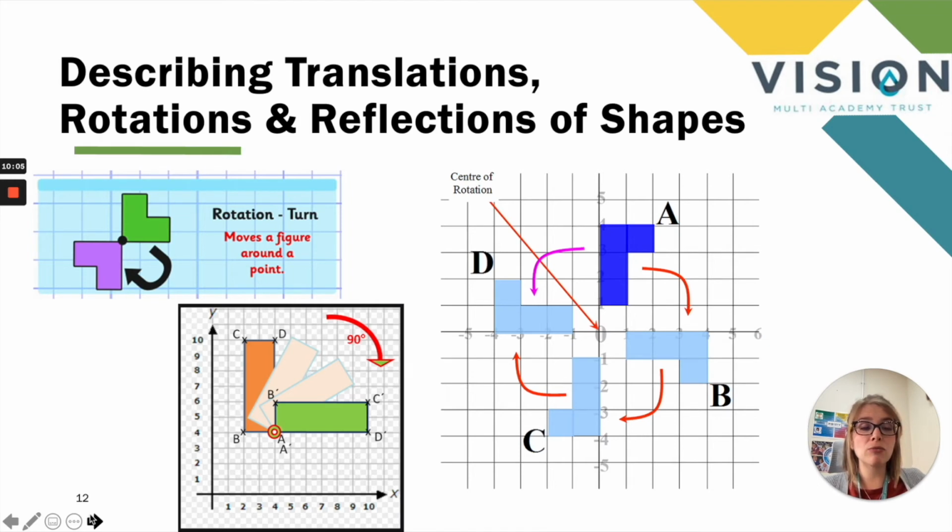Now, if we look at the diagram on the right, we can see that the shape has been rotated, but it's at a point away from the shape, so it's not a point that's on the shape. So in this case, the centre of rotation is point 0 right in the middle. So it's important that when we're looking at rotations, the point of rotation doesn't have to be on the shape. The centre of rotation can be on the graph.